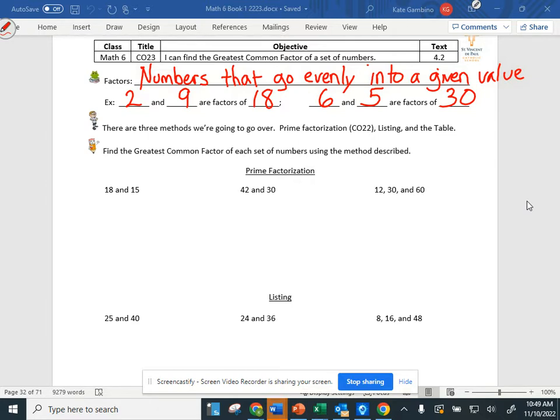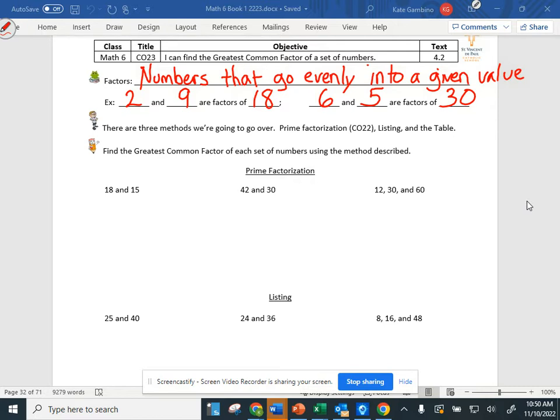There are 3 methods we're going to go over to find the greatest common factor. The first one is we're going to be using that prime factorization we worked on in CO22. And I'm going to show you how we're going to use that to find the greatest common factor. When we did prime factorization, we did that with just one number. Now we're comparing numbers and we're finding what's the biggest factor they share. We can do that using prime factorization. We can do it with a listing method, and we can find that greatest common factor doing a table. So I'm going to show you each of those methods.